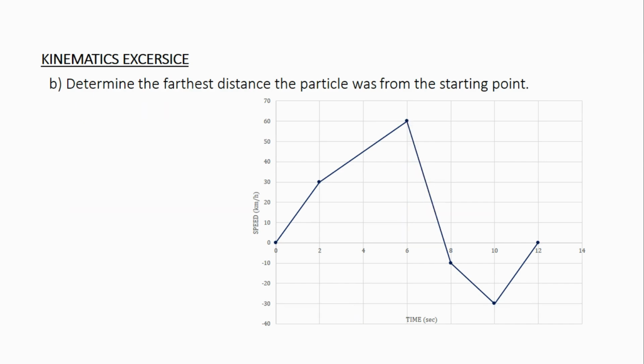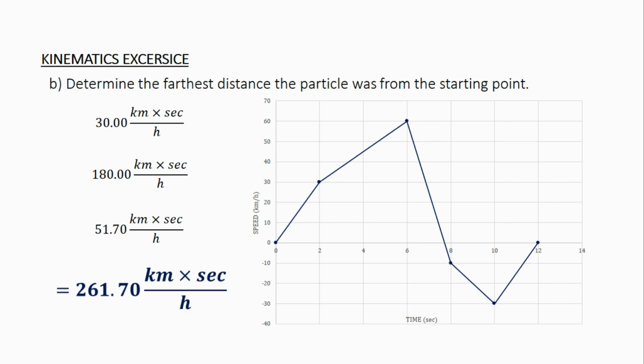The total distance traveled is obtained by summing the distances traveled in each time interval across all segments. For the first segment, 30 kilometers-seconds per hour. For the second segment, 180 kilometers-seconds per hour. For the third segment, 51.70 kilometers-seconds per hour. Summing these three values, we obtain a distance of 261.70 kilometers-seconds per hour.